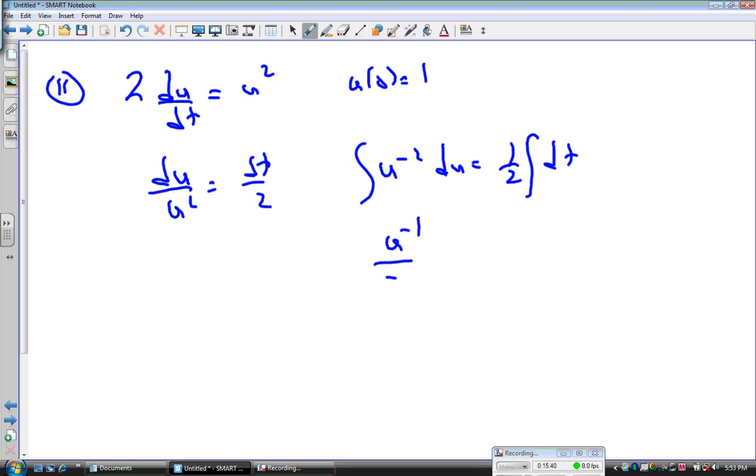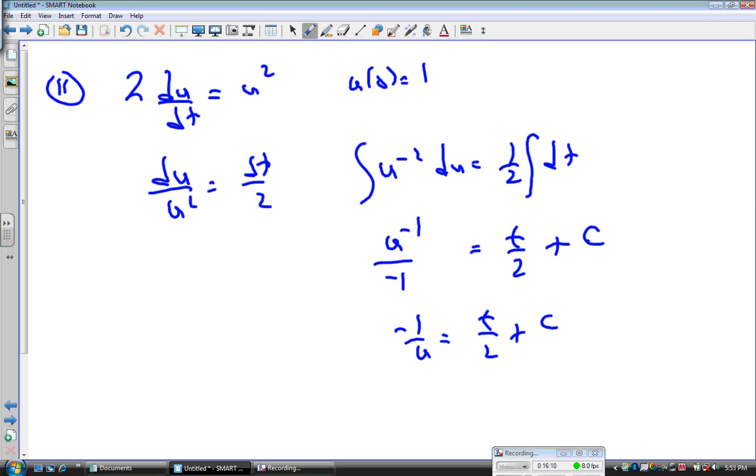So you get u to the negative 1 over negative 1. How do you integrate u to the n du? u to the n plus 1 over n plus 1 plus a constant equals 1/2 of t plus a constant. Plus a plus b, bring them both together here, plus c. That's why they always say plus c, right? Don't forget this means negative 1 over u equals t over 2 plus c. But I can call that the general solution.